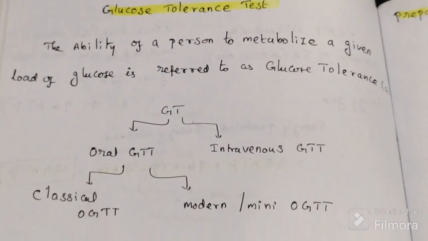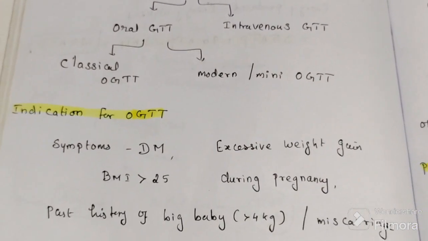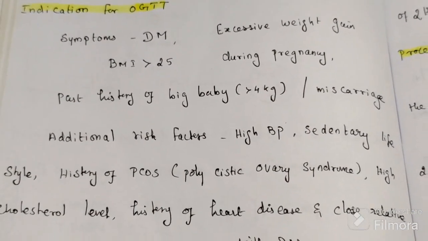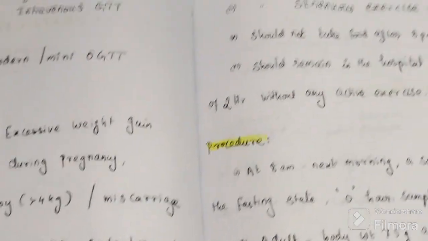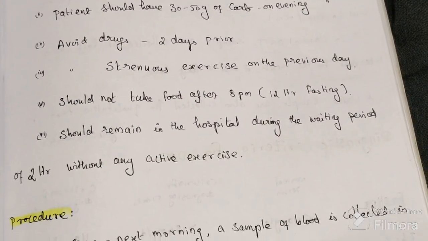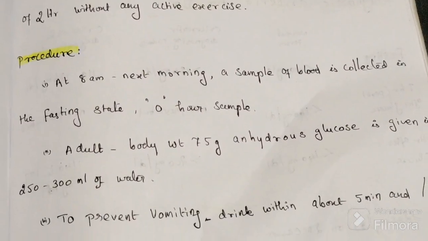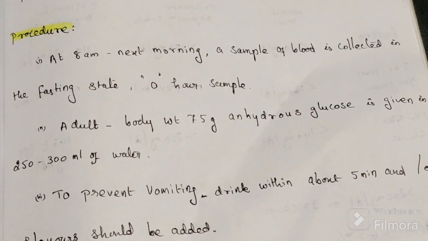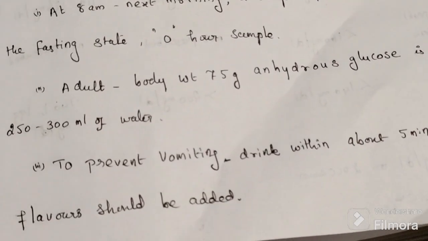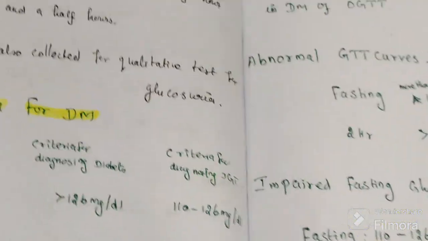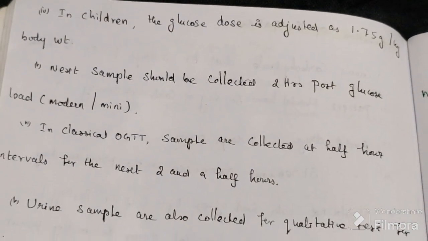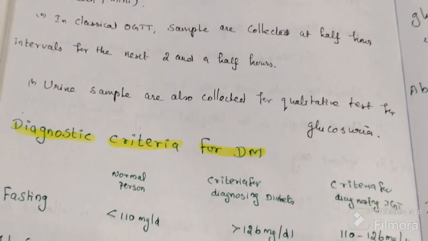So in this video we discussed the oral glucose tolerance test. These are the symptoms for which we want to check blood glucose level. Then how to prepare our patient: mainly fasting is important. Then next day morning we give 75 gram glucose mixed with 300 ml water, to drink in 5 minutes. In the case of children, 1.75 gram per kg of body weight. After 2 hours, samples are collected.